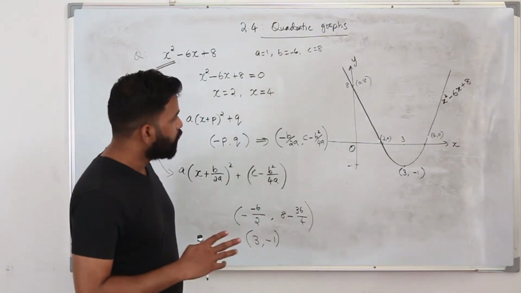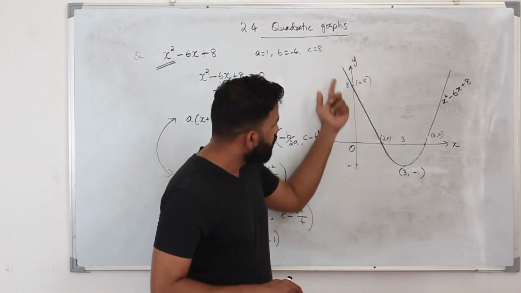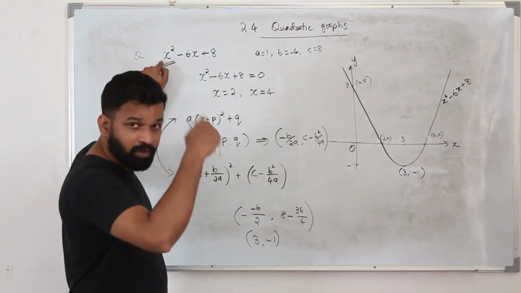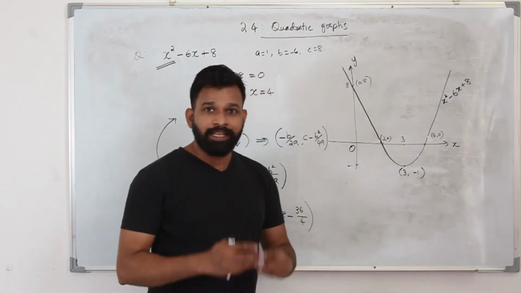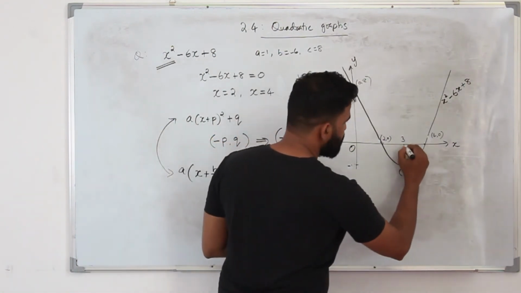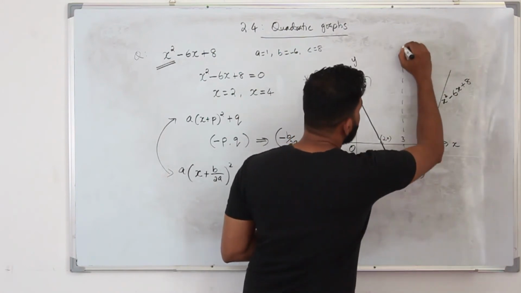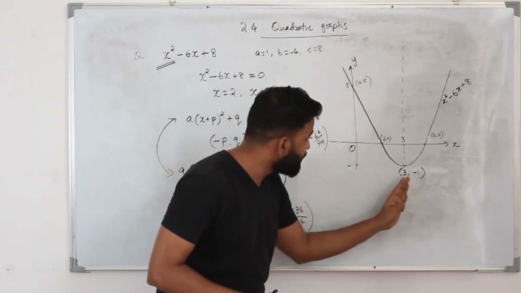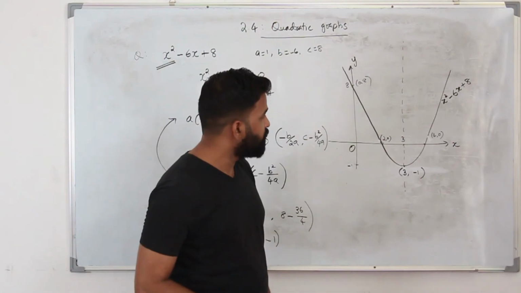That's it. Now you got the y-intercept, the x-intercept, and the shape of the curve by looking at the coefficient of x squared. If it is positive, U-shape. If it is negative, upside down. And the turning point. Then line of symmetry. Line of symmetry is very easy. Just draw a line here. This line is the line of symmetry for this parabola.